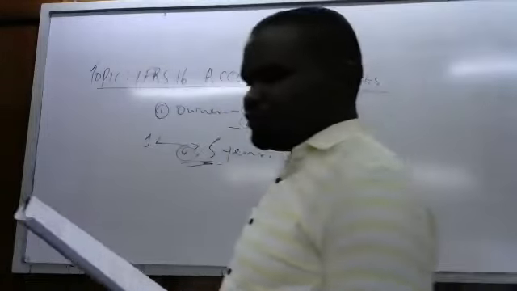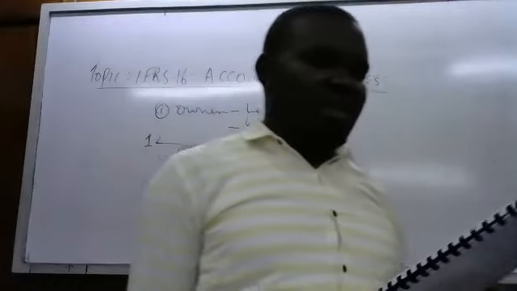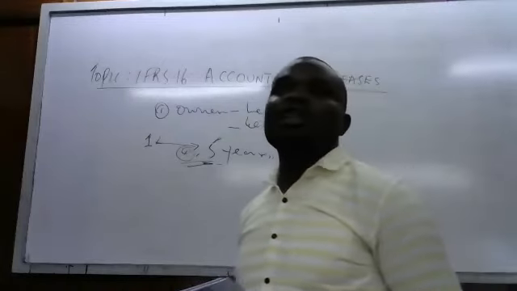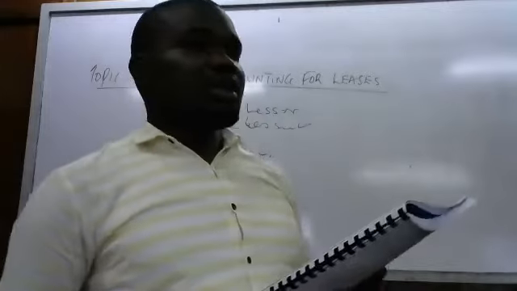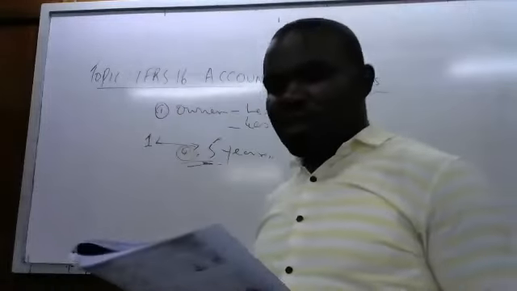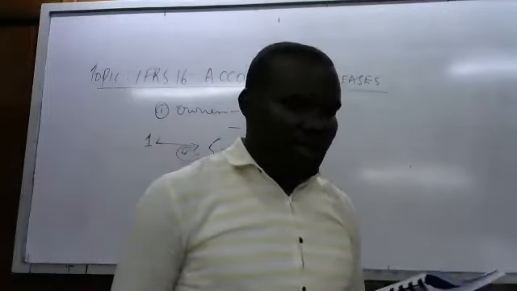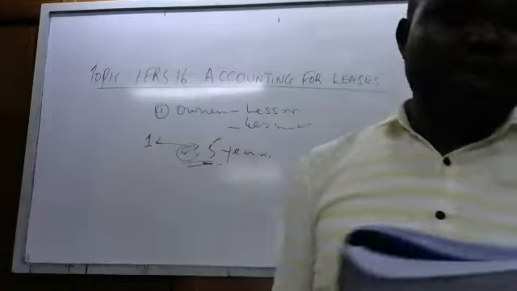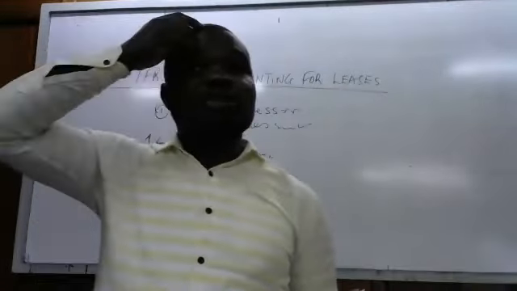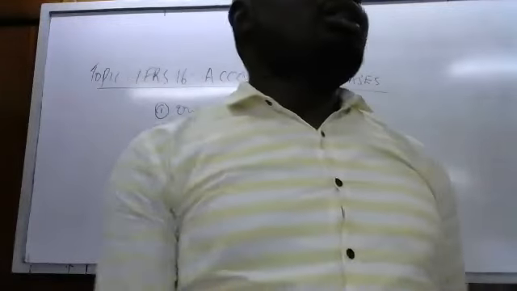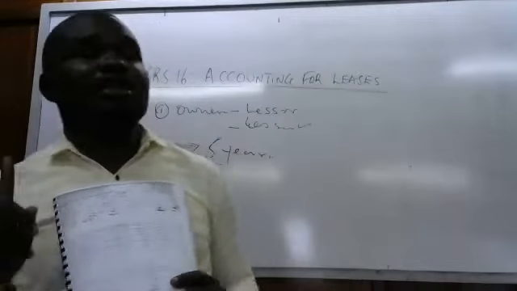Operating lease. Operating lease is any form of a lease other than a finance lease. That is the standard definition actually. Any lease which is not a finance lease is an operating lease. The title of ownership is retained by the lessor during and after the lease period. Like these houses we rent in urban centers where people stay. That's an operating lease. I will pay rent for 10 years.